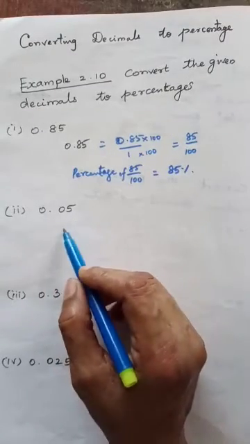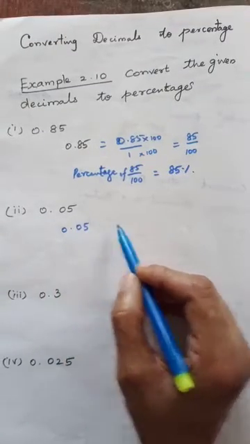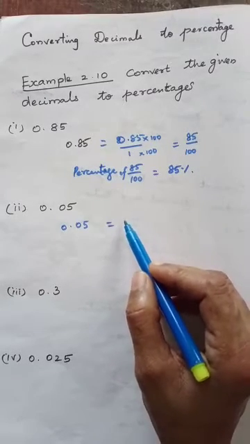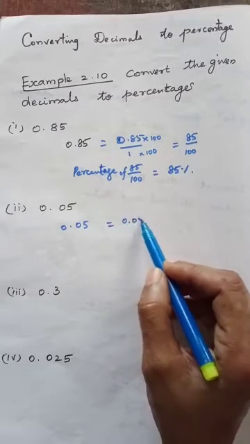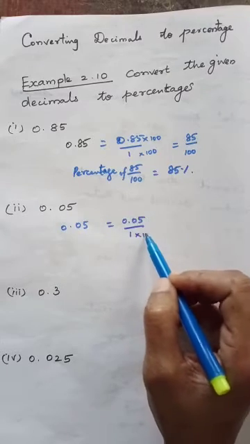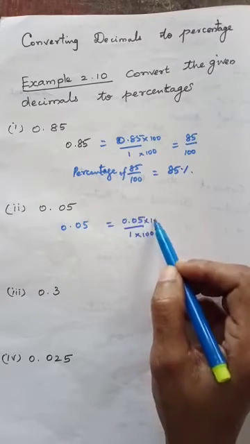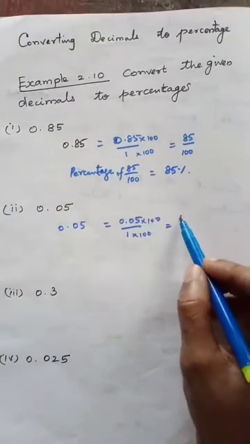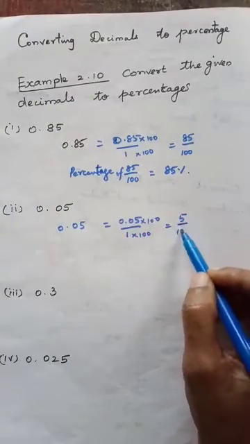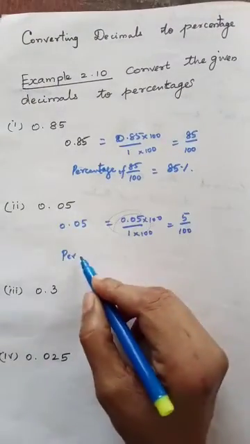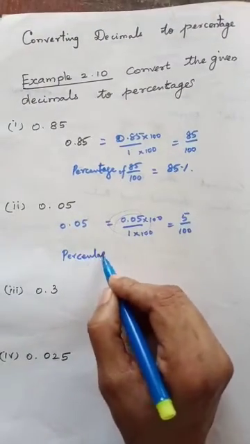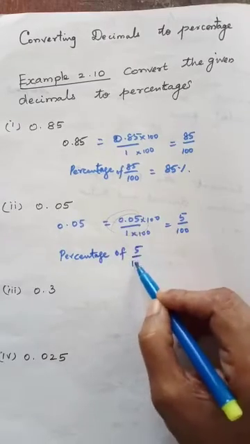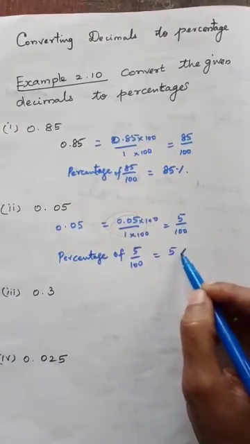0.05. First you have to change this to fraction. 0.05 by 1, we have to multiply both by 100 because we have 2 digits after the decimal. So it will come as 5 by 100. So percentage of 5 by 100 is equal to 5%.